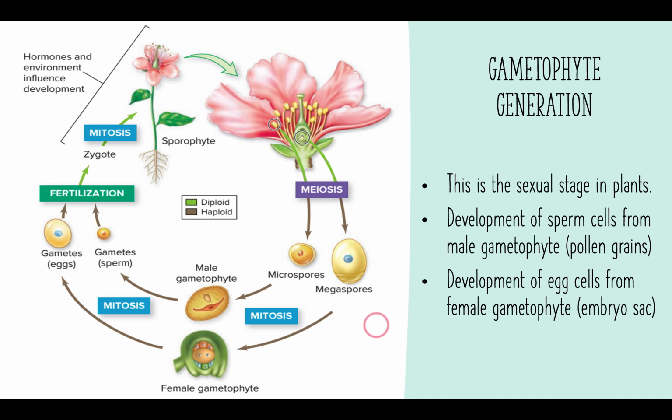Now let's proceed to the next stage of this alternation of generations. We have the gametophyte stage. This is the sexual stage in plants. Think of this stage as the development of sperm cells and egg cells from microspores and megaspores respectively. To compare, the female gametophyte is like the ovaries that house the egg cells, and the male gametophyte is like the testis, which contains the sperm cells. In plants, however, the pollen grain is the male gametophyte, and the embryo sac is the female gametophyte. When the gametes formed from these two gametophytes fuse and become fertilized, the result is a zygote, which will grow to become a sporophyte, and the cycle repeats again.